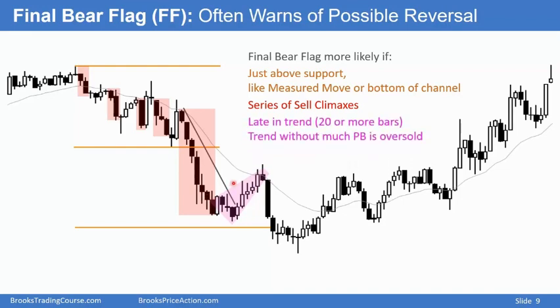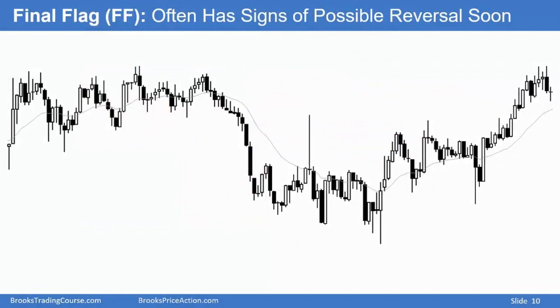Late in a trend, 20 or more bars, without much of a pullback, if you get a pullback, that pullback might be the final flag in the bear trend. The trading range is often sideways, but sometimes it can be up like this, a wedge. Here we have a strong bear breakout. Expect at least a small second leg down, maybe second leg down here, maybe second leg down here, maybe all the way here.